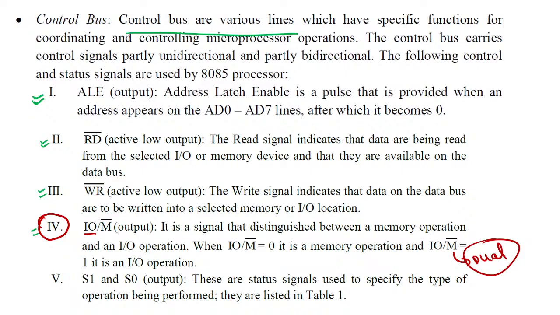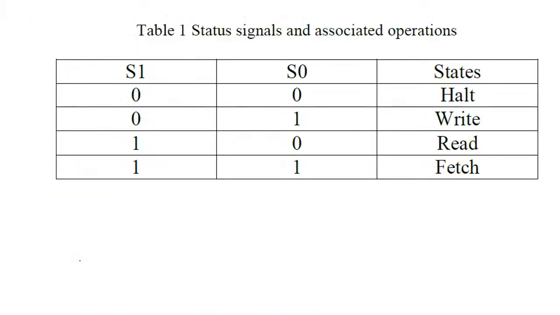Then we have S1 and S0. These are the status signals used to specify the type of the operation being performed. By combining these three signals, IO/memory, S1 and S0, we can differentiate the operations. For example, we can have four kinds of operation: IO read, IO write, memory read, memory write. By using these four combinations, we can tell whether we want to perform a read or write operation on IO or memory, right?